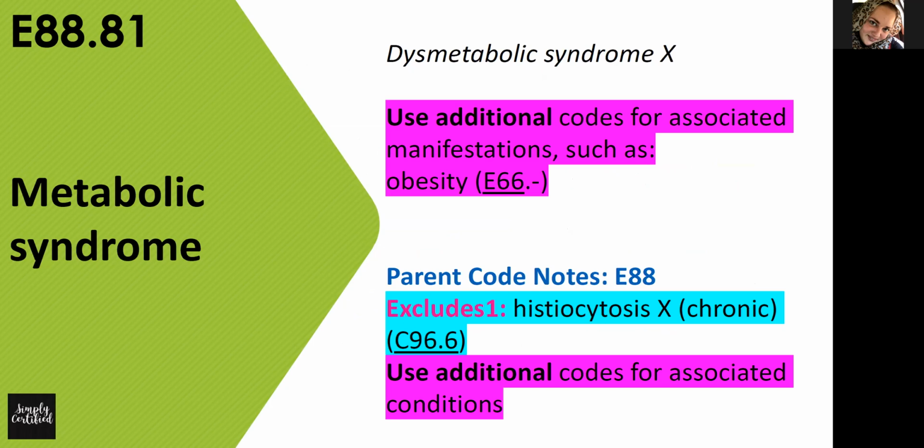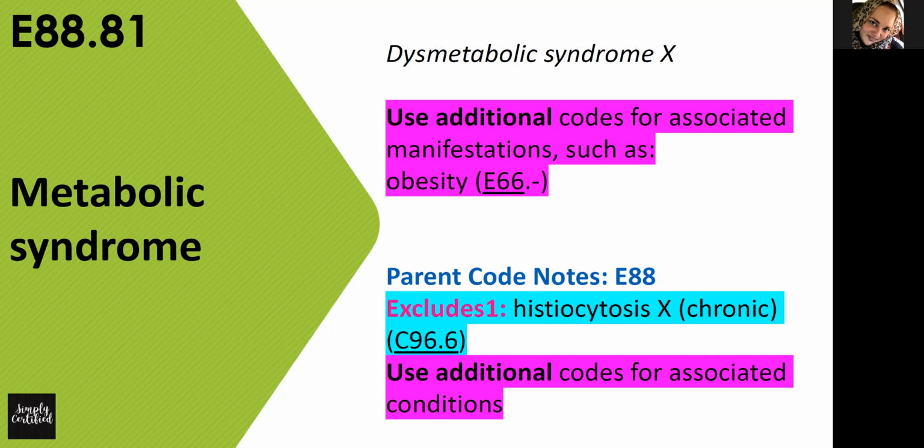So this code here, E88.81 metabolic syndrome, a synonym for it is dysmetabolic syndrome, and sometimes they put an X behind it. So you might see it with or without the X. And you might see it called insulin resistance or insulin resistance syndrome. There's instructions here. Use additional code for associated manifestations such as obesity. It's important because usually somebody's not going to have metabolic syndrome and be rail thin. It's important to report that.